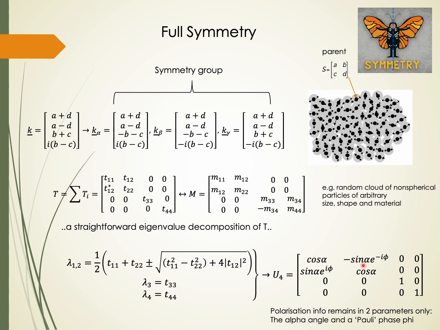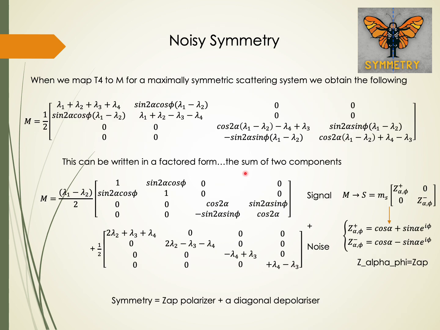So I promised you noise, not just information destruction. Let's see where the noise comes in. The noise comes in when we throw this solution here, so the eigenvalues and eigenvector solution of T, into the Muller matrix domain. So let's do that. So when we map this into M, T to M, for this maximally symmetric scattering system, we get this. So this is the Muller matrix in terms of the eigenvalues and that angle alpha and that phase shift phi, remember. And you see there's quite a lot of cosines and different sums and differences going on. It's a mess, the Muller matrix, but it still nonetheless can be mapped from T.